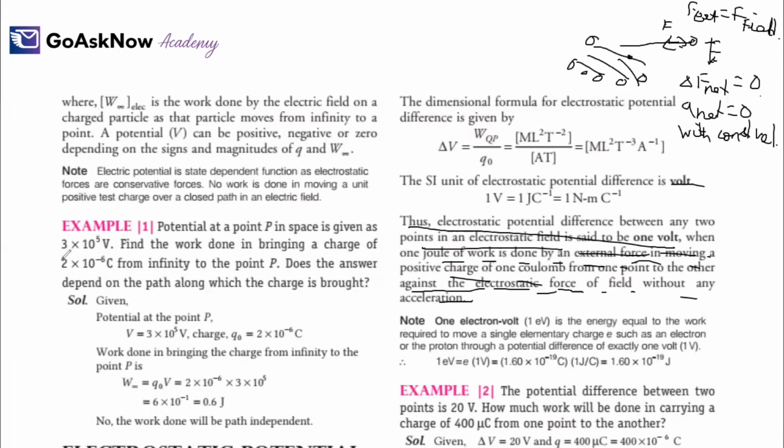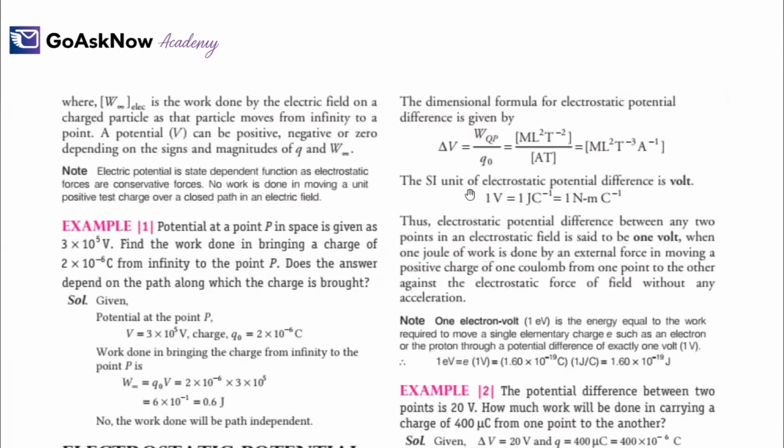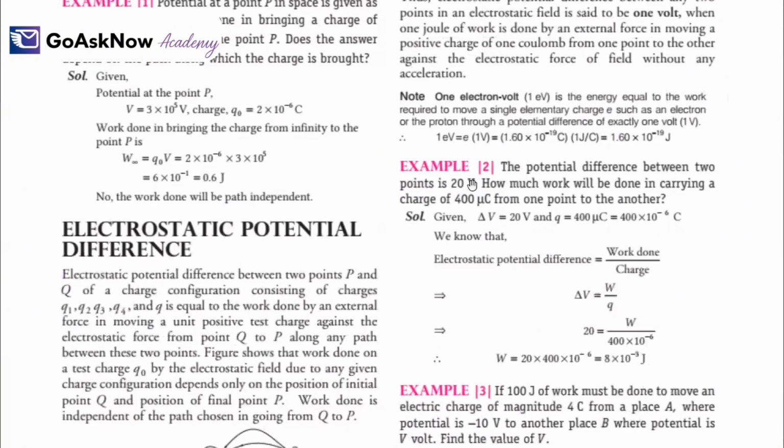So I should remove the drawings here. Example 2 is that a potential difference between 2 points is 20 volt. How much work will be done in carrying a charge of 400 microcoulomb from one point to another? So delta V is 20 volt between 2 points and Q is 400 microcoulombs. Just convert the microcoulomb into coulomb.